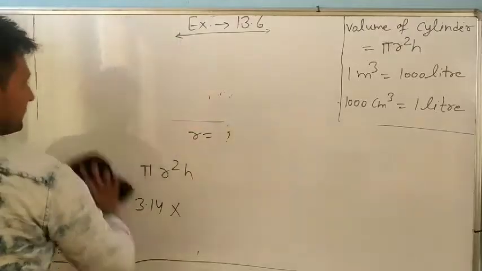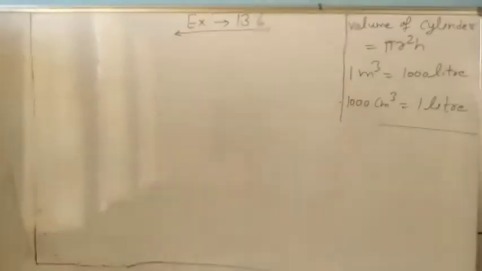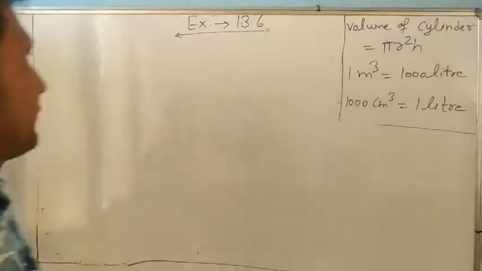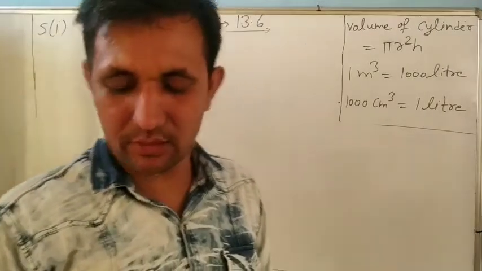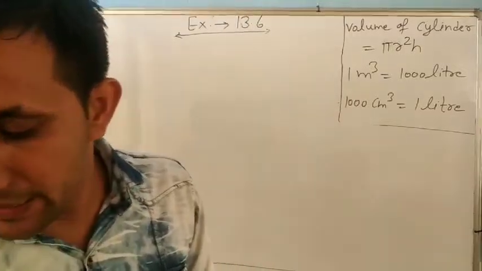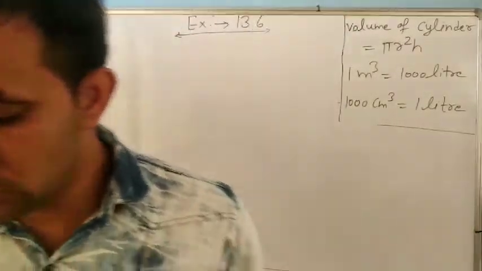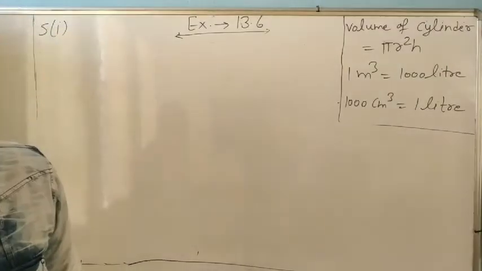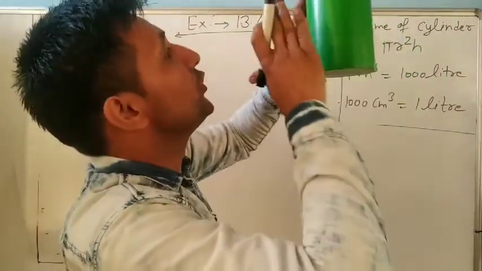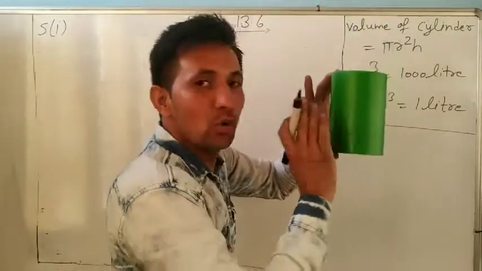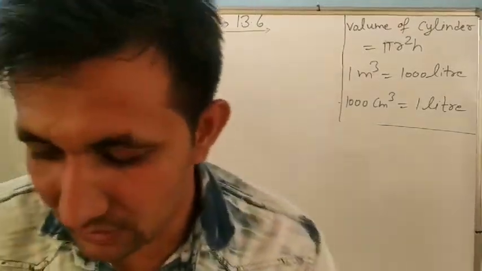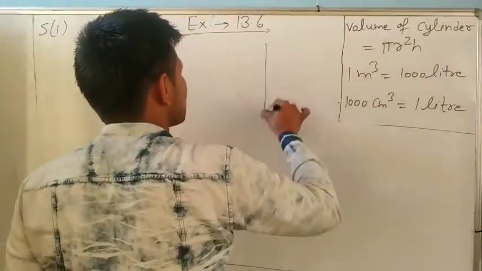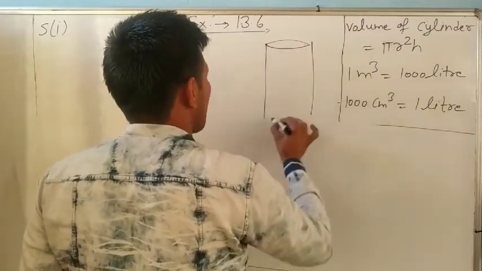Next question, question number 5. In question number 5, only the first part I will explain, and the last two parts you can do yourself. It costs 2,200 to paint the inner curved surface area of a cylindrical vessel. The cylindrical vessel is given, it is 10 meter deep.